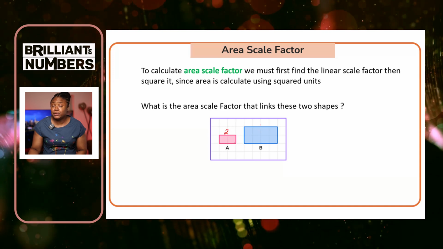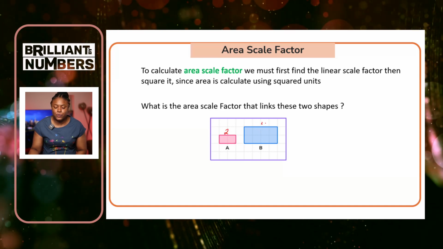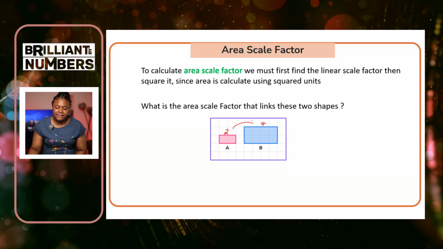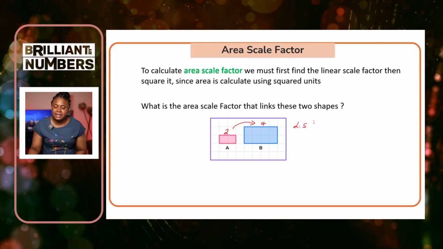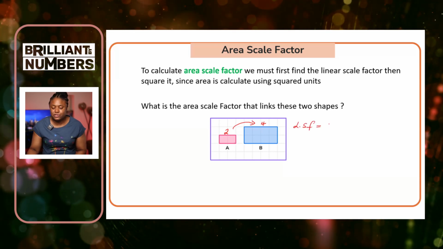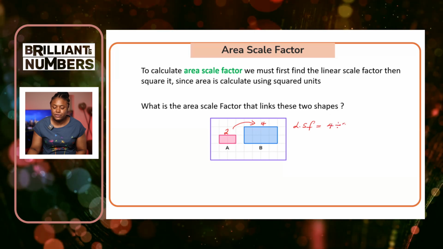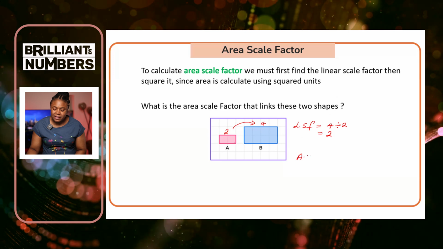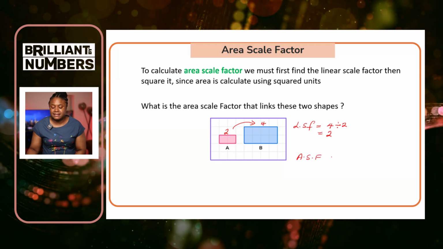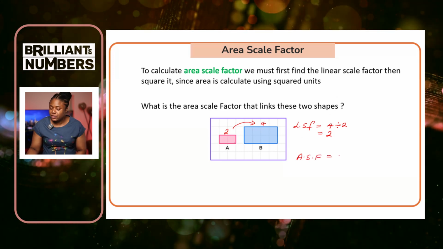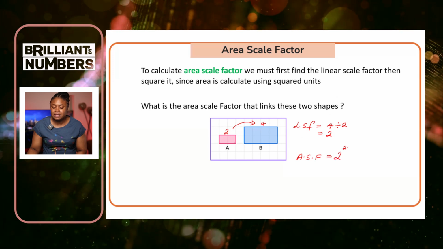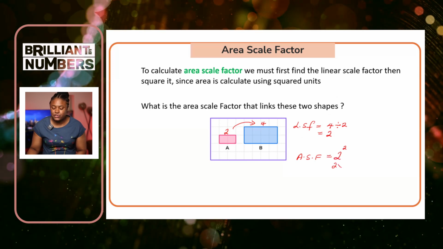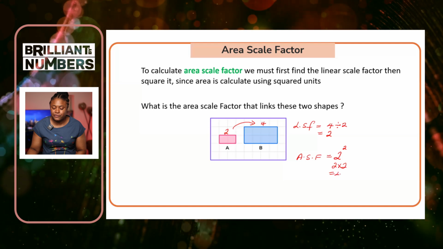So we looked at the fact that if we count the squares along, this bit is 2, and on the blue shape, it's 1, 2, 3, 4. So the linear scale factor that linked them, LSF, linear scale factor, all we needed to do was to do 4 divided by 2, and that's equal to 2. Now, for the area scale factor, which we can write as ASF, all we would need to do is to square that linear. So 2 squared is 2 times 2, and that's equal to 4.